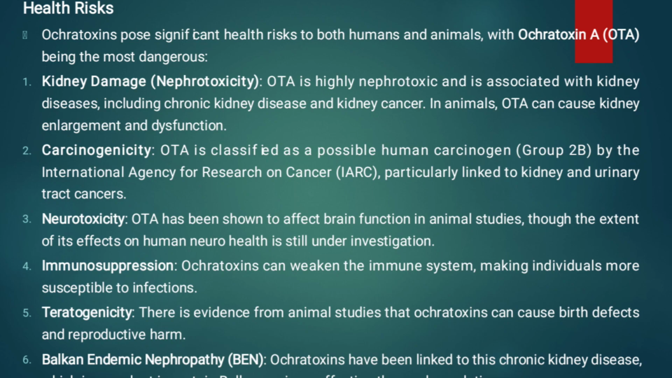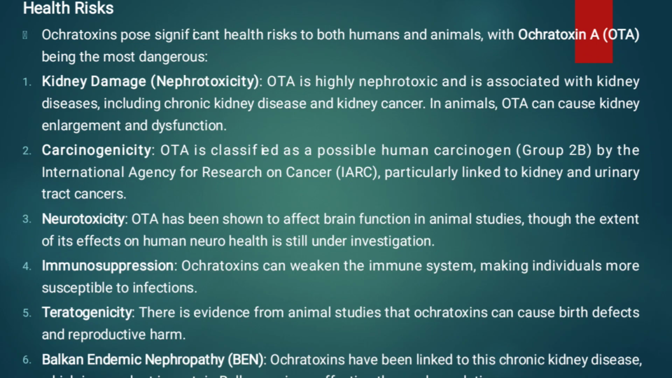Neurotoxicity: ochratoxin A has been shown to affect brain function in animal studies, though the extent of its effects on human neurohealth is still under investigation. And the next thing is immunosuppression. Ochratoxin can weaken the immune system, making individuals more susceptible to infection.